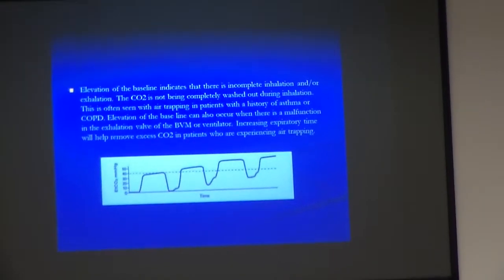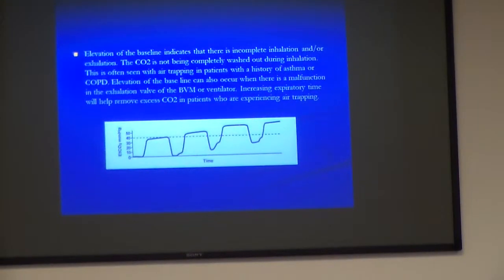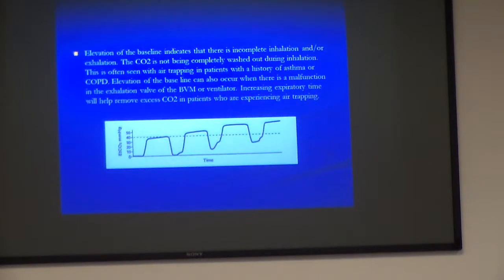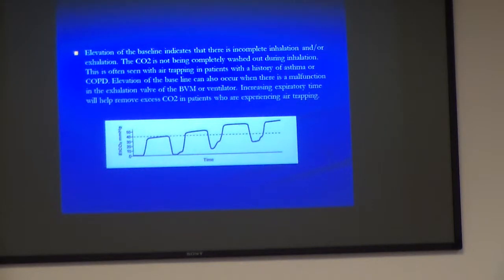Okay, elevation of the baseline. So what does that mean? It means that there is incomplete inhalation and or exhalation. So the CO2 is not being completely washed out during inhalation. And this is often seen with air trapping in patients with a history of asthma or COPD. So the baseline continues to elevate. Sometimes with those kind of patients, if you're using a BVM and you're not allowing them to exhale after each breath, you might see an elevated waveform, especially on pediatrics.